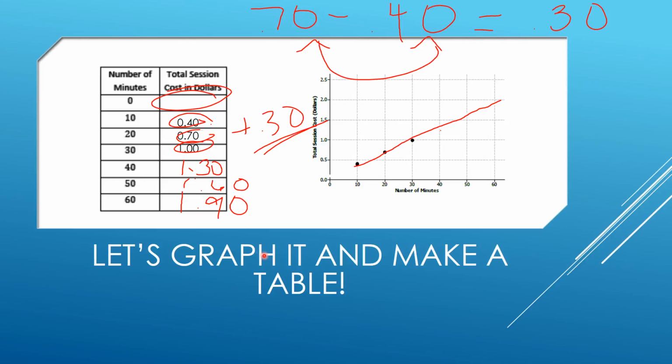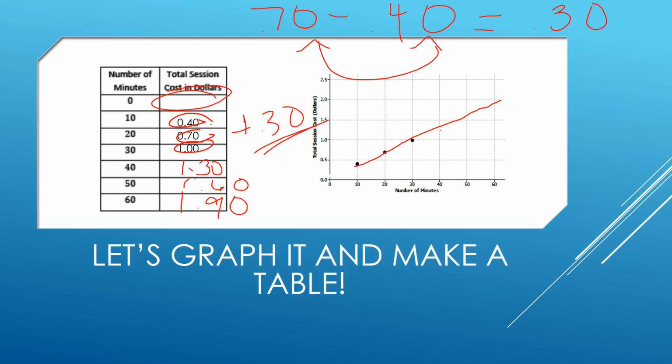So we're going to look at what we know already. We're going to graph it and make a table. So looking at this, we know that 10 minutes is 40 cents, 20 minutes is 70 cents, and 30 minutes is $1. So let's keep going with that. Let's look at the numbers we know. We know 40, 70, and $1. So what is the difference between these?